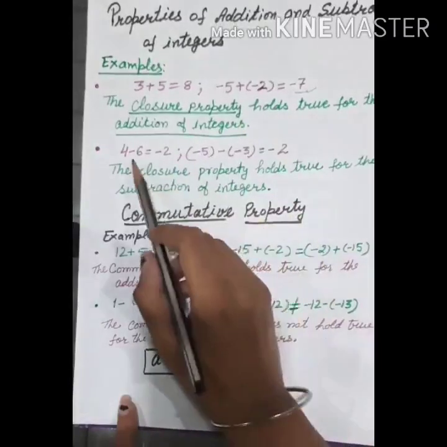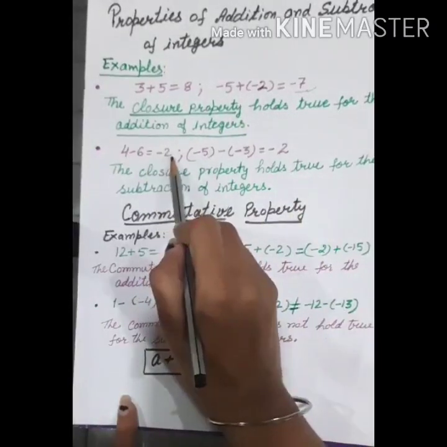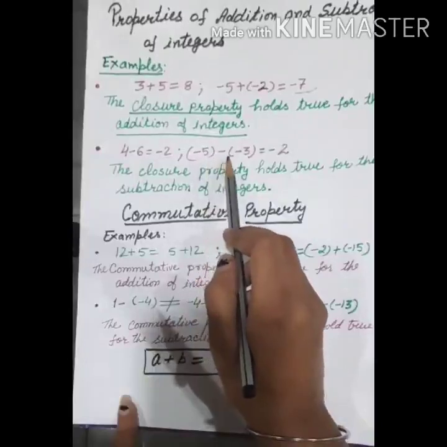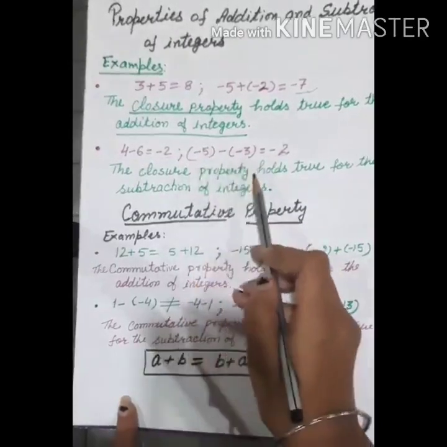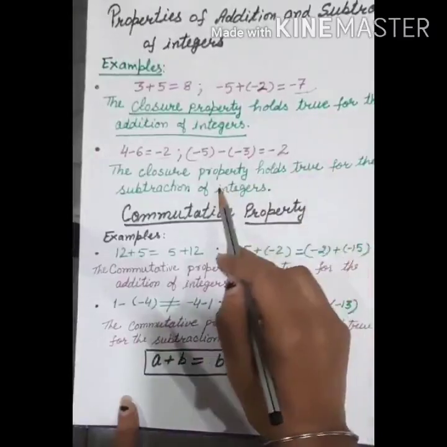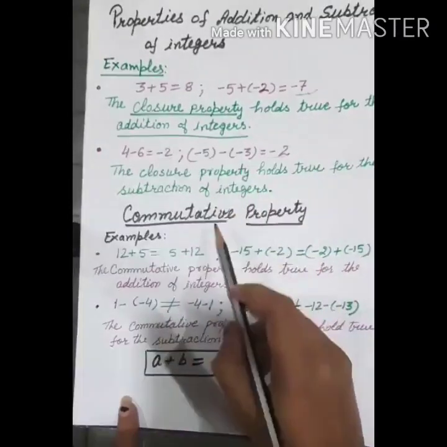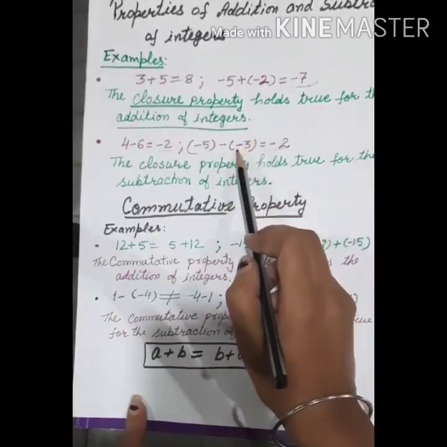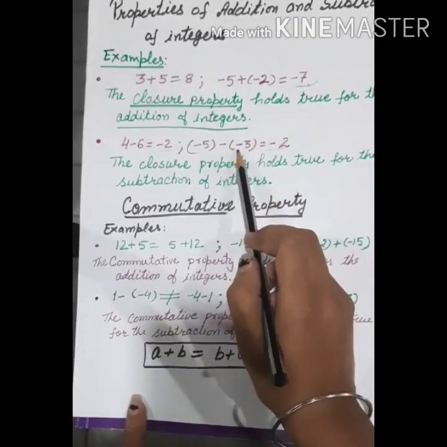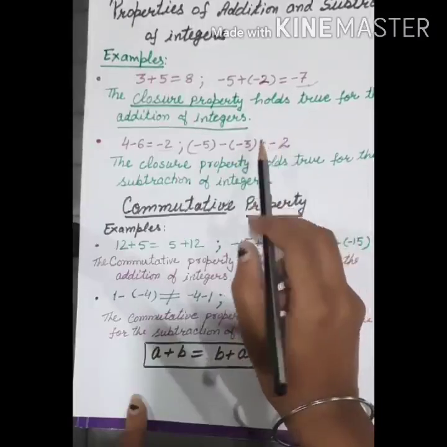Next, 4 minus 6 is equal to -2, -5 minus -3 is equal to -2. The closure property holds true for the subtraction of integers. Here we see that the sum as well as the difference of two integers is always an integer.